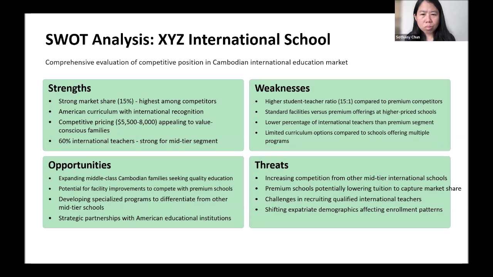Threat: increased competition from other mid-tier international schools. Because it's mid-tier, it's easy to grow, so it becomes a threat to the school. Premium schools potentially lowering tuition fees to capture market share. So it could be that the premium school just reduces the fee and then all the parents move there. Challenge in recruiting qualified international teachers. It could be, because right now only 60% are international, so it becomes a threat also.